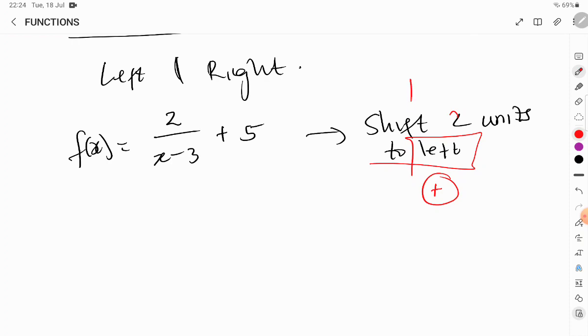Remember we said the horizontal shifts, they affect x, right? So our new function h of x will be 2 over x, since we are now adding 2, this becomes minus 1, plus 5.